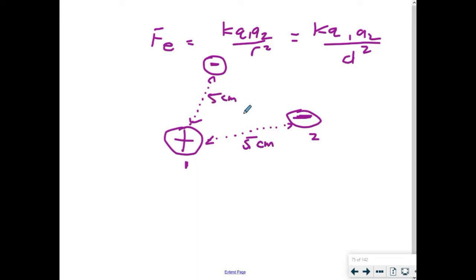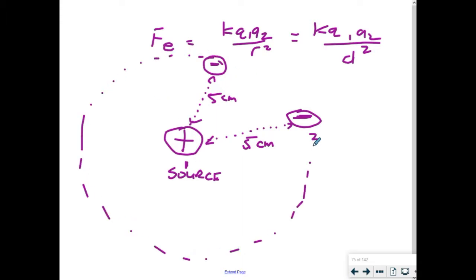It's in a new location, right? But does the force amount really change all that much? I know it's in a new location, but the distance from the source, if I call this a source right here, really hasn't changed. And so in a way, I can almost draw a circle, and any location along this circle has that same distance. Put that same negative charge right here, that distance is still 5 centimeters.